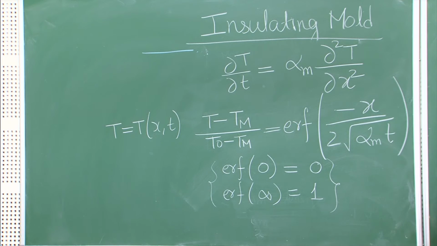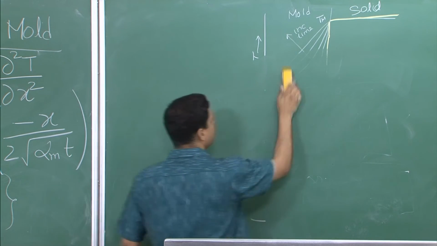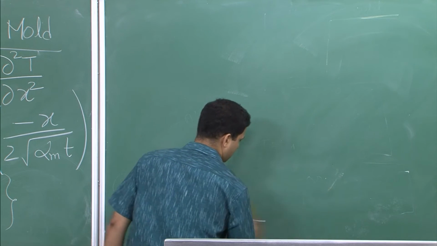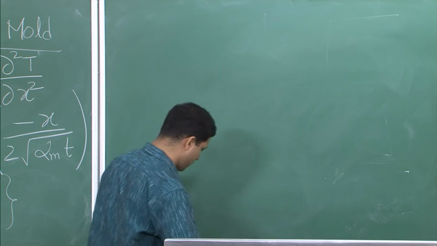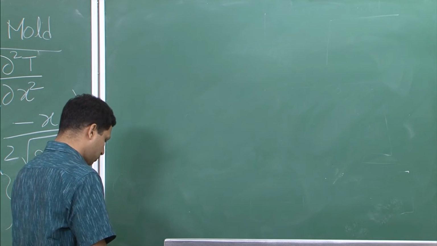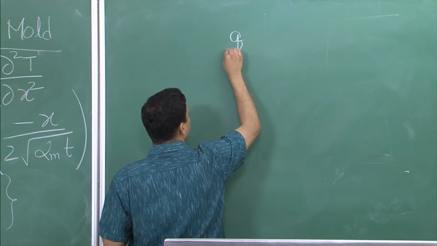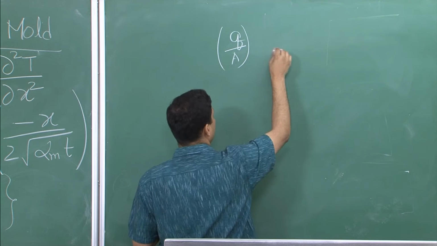One of the things that you can obtain is how much solidification would have taken place in a given time. So how do we get to that? For that we will have to use our equation.